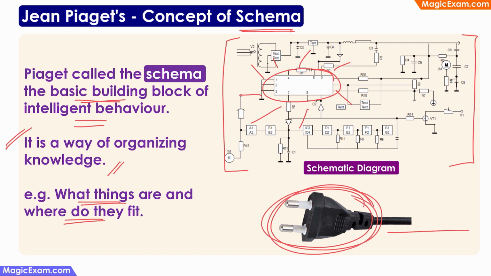That is because the first time that you used a device with a plug like this, you stored the information about the various parts of the device, including information about the plug, in a schema in your brain. So you have stored it in the form of a schematic diagram in your brain. You know where this component comes in the device and what it is used for. So that way you have organized the information about a plug in your brain. So that is the concept of schema.